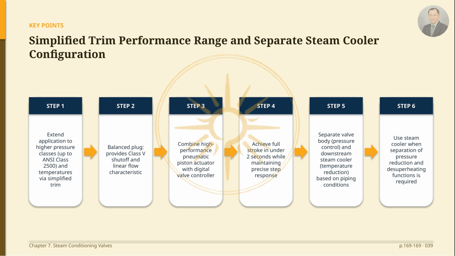The balanced plug configuration provides Class V shutoff and a linear flow characteristic. This valve typically uses high-performance pneumatic piston actuators in combination with a digital valve controller to complete a full stroke in less than 2 seconds while maintaining a highly accurate step response. When piping dictates, the steam conditioning valve can be provided as separate components, allowing pressure control in the valve body and temperature reduction in a downstream steam cooler. The steam cooler is generally used in applications where the pressure reduction and desuperheating functions must be separated.